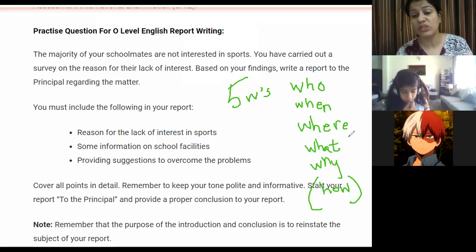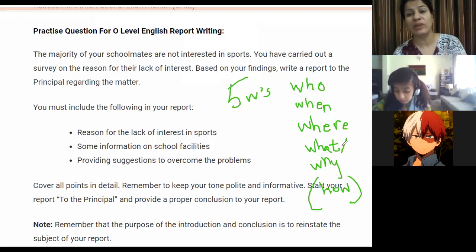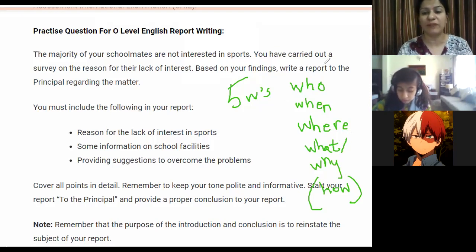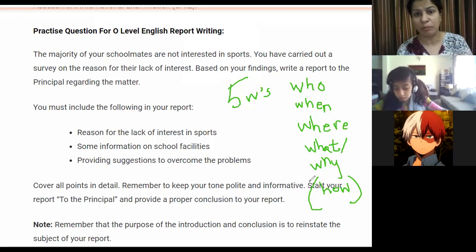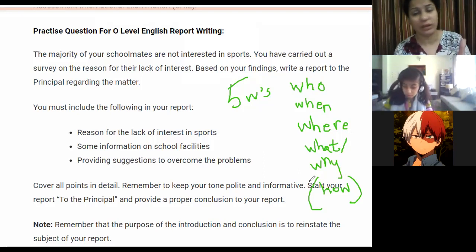Or you can also say what are the suggestions that you gave and why, so that the school will benefit from them. Okay? If you look at the 5 W's, most of these were either answered within the report, or almost all 5 of them were asked over there. The how bit was writing the report.